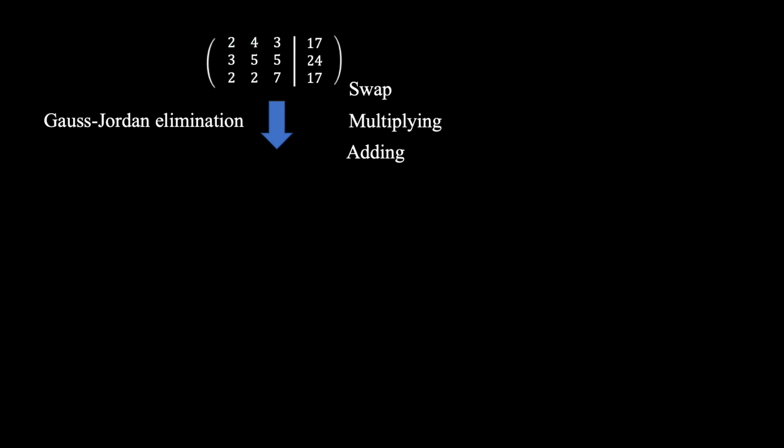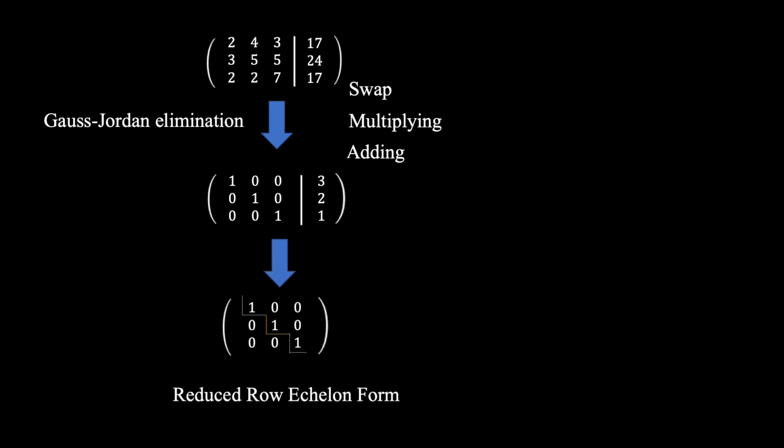Repeat the three row operations several times, and we can finally get the simplest form of the augmented matrix, which has the same solution as the original linear system. Furthermore, we can get the simplest form of the coefficient matrix, which is the reduced row echelon form. This is one example of reduced row echelon form.